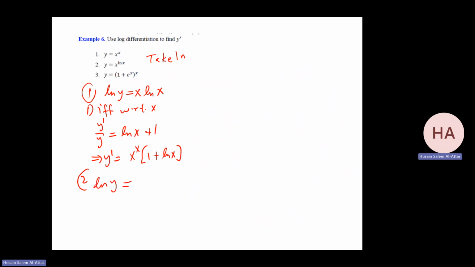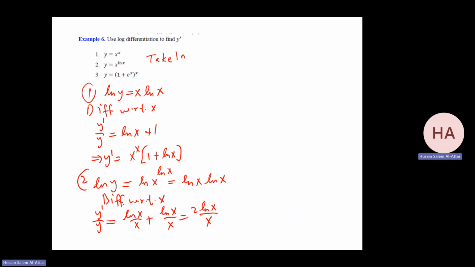Number 2. Take ln of both sides. ln y will be ln of x to the power ln x, so that gives me ln x times ln x. Differentiate with respect to x. To get y prime over y, it will be ln x over x plus ln x over x, which is 2 ln x over x. So y prime will be y times 2 ln x over x.